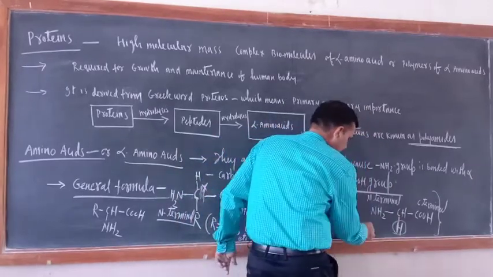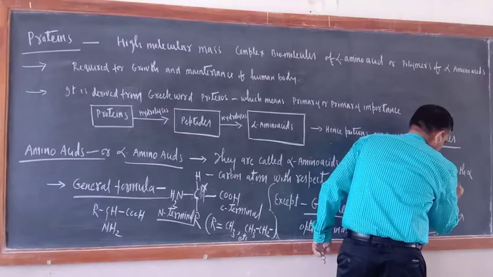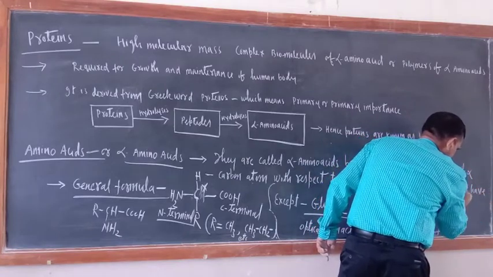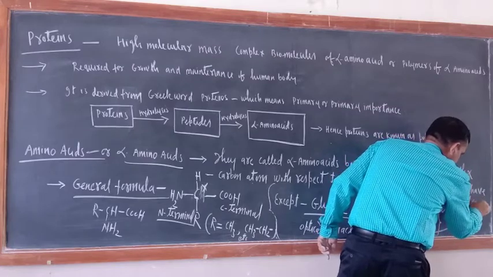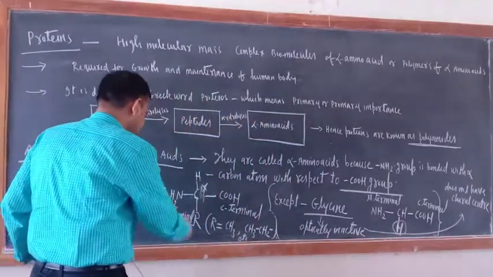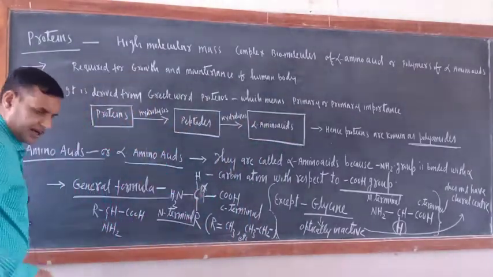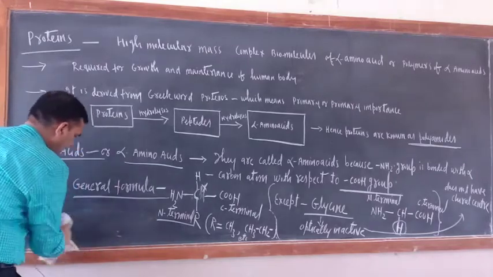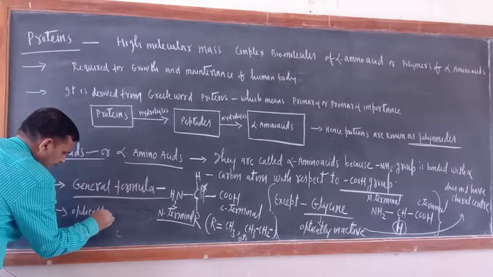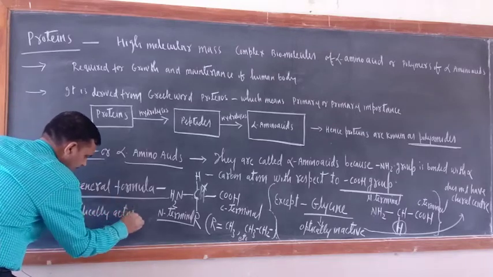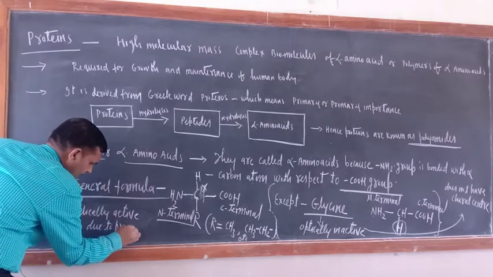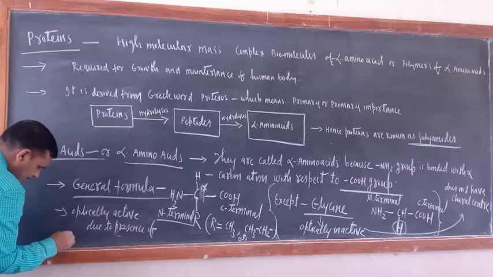It does not have a chiral center. Okay. All the rest of the amino acids are optically active due to the presence of a chiral center.